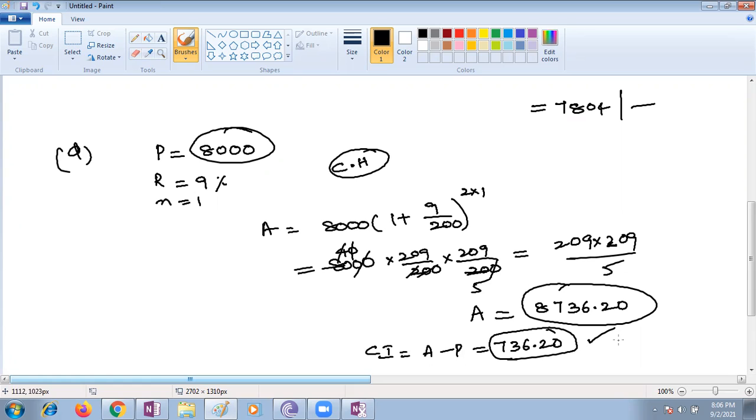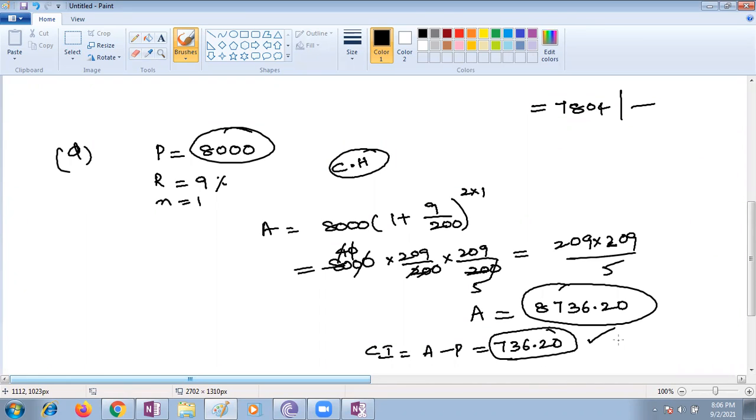You can check this same thing by calculating with the simple interest formula. How will you do the simple interest formula? PTR by 100. When the interest comes, you add that interest to your principal amount. That original principal, for the next half year, you are supposed to take as that amount.